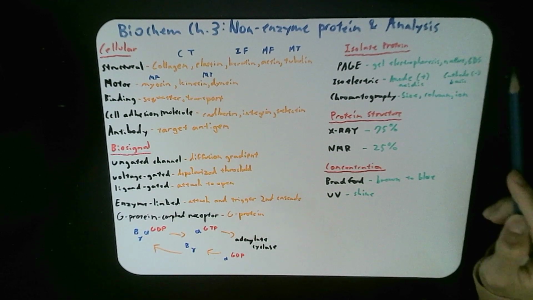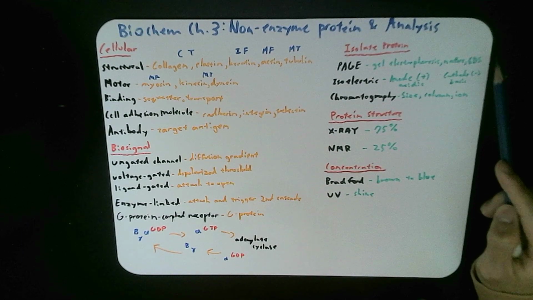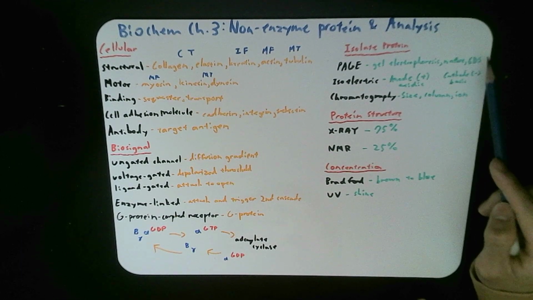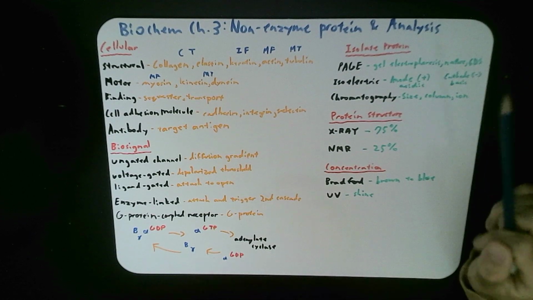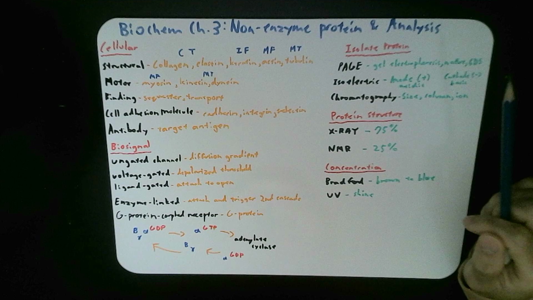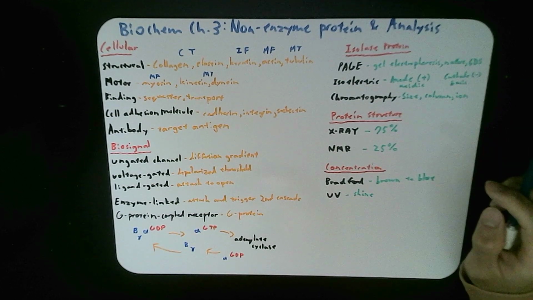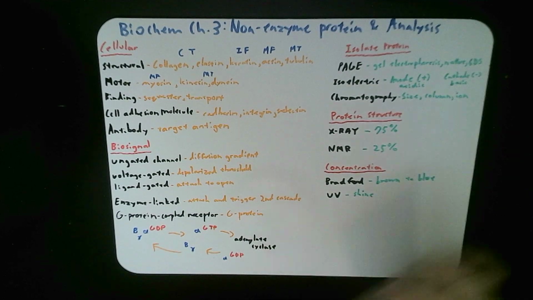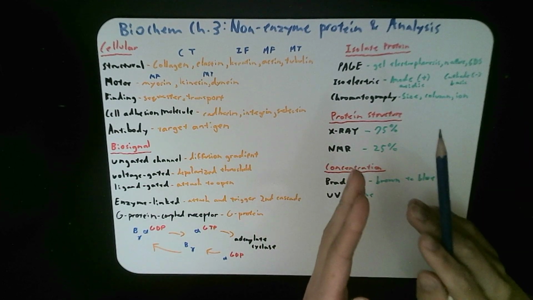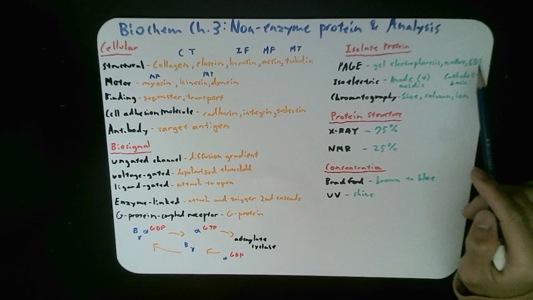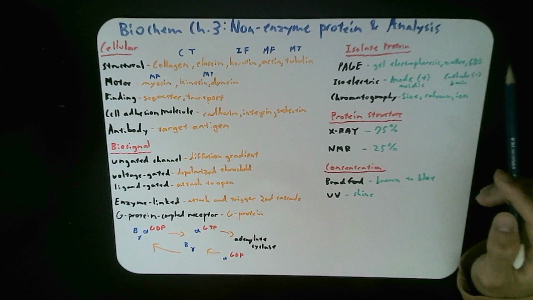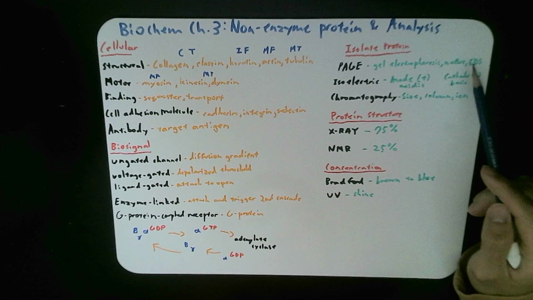SDS, sodium dodecyl sulfate. Basically, in an SDS-PAGE, it will neutralize all of the covalent bonds and make them basically all the same charge. So the only thing that's making them different is the size of the proteins. SDS basically makes all the charges the same. Sodium dodecyl sulfate neutralizes all the covalent bonds and allows them to separate by their size only.